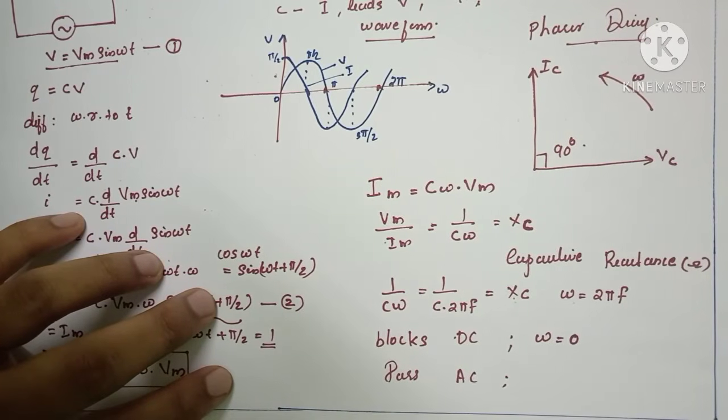And if we consider the case of DC, the value of omega will be 0. If the frequency is 0, the capacitive reactance will be maximum and no current will flow through the circuit, so it is clear that a pure capacitor blocks DC and only allows alternating current to pass through it.